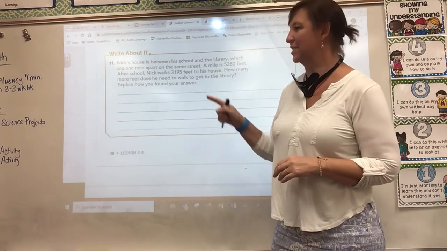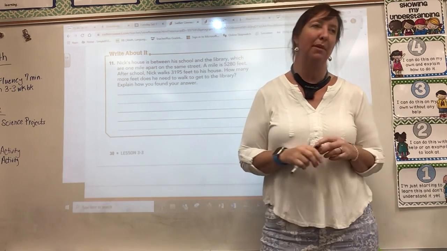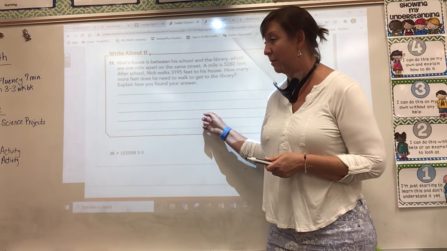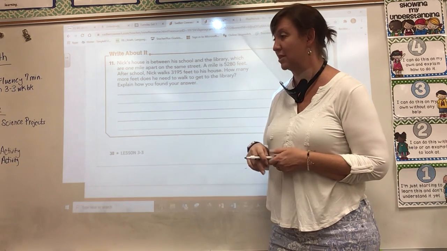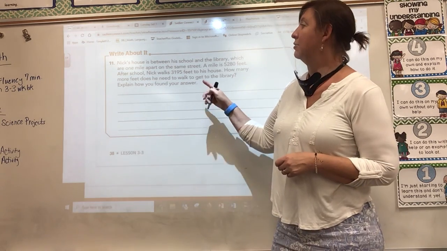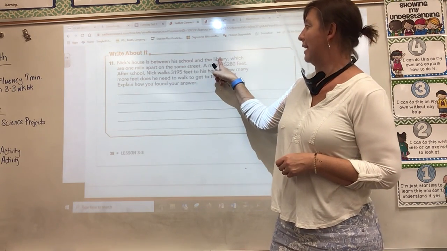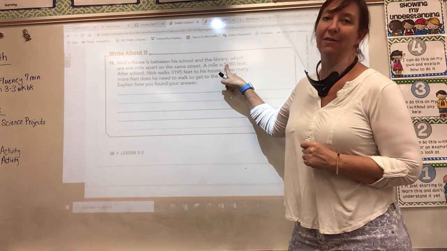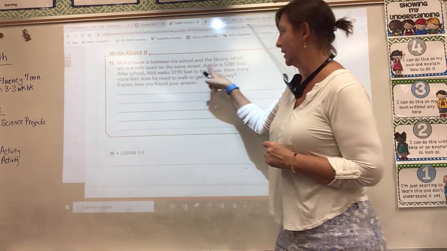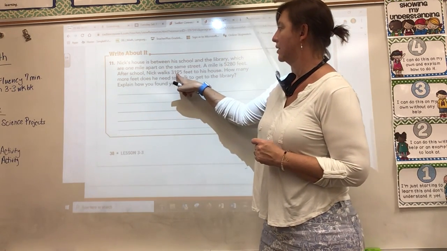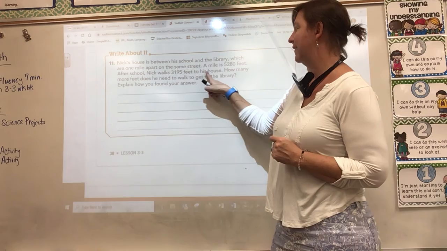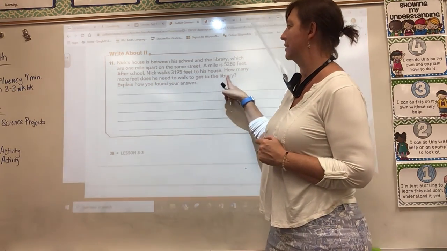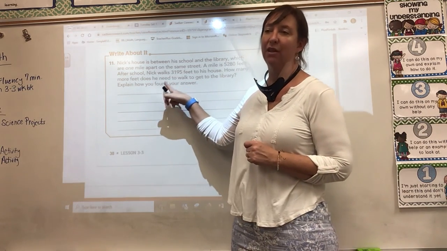All right, let's take a look at this one together. This is the last problem, and this is the one that everybody keeps skipping, so I want to do this together. Do you have a question about this problem? Okay, turn your book so you can do this with me. Nick's house is between his school and the library, which are 1 mile apart on the same street. A mile is 5,280 feet. After school, Nick walks 3,195 feet to his house. How many more feet does he need to walk to get to the library? Explain how you found your answer.